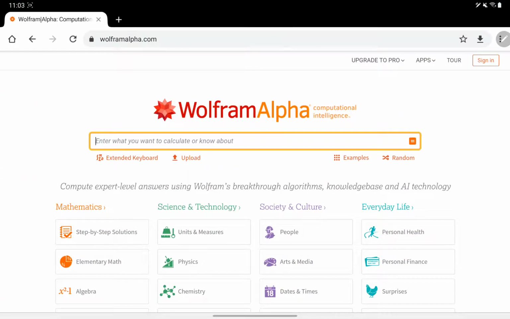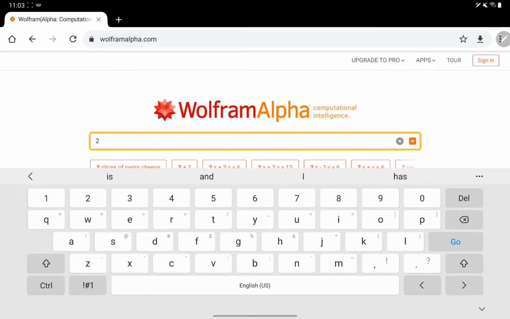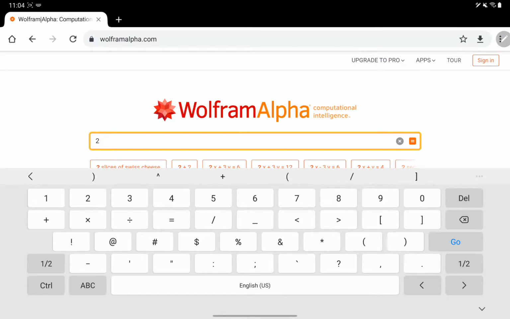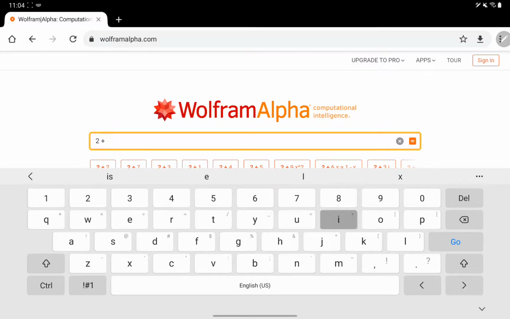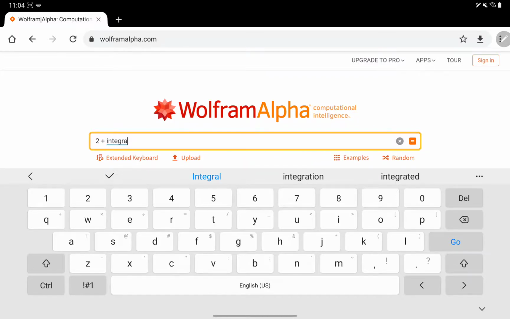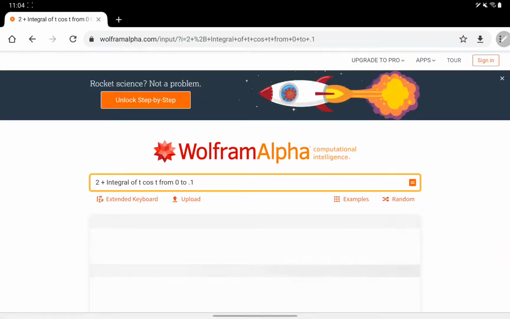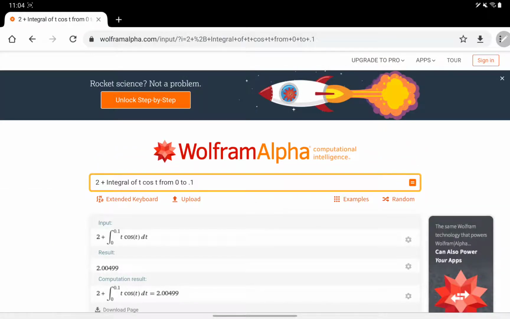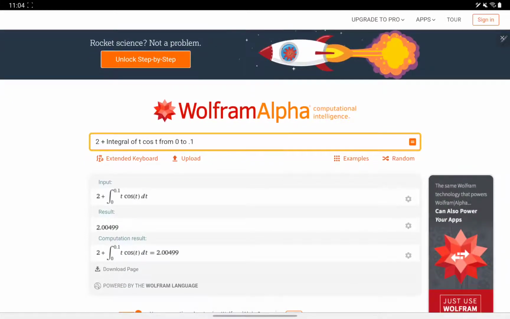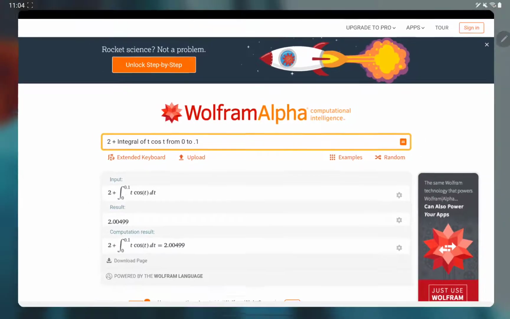I want to know what 2 plus the integral of t cosine t from 0 to 0.1 is. And let's check and make sure it parses it correctly. That's exactly what we're looking for. 2 plus the integral from 0 to 0.1 of t cosine t. And here it tells us the answer is 2.00499.